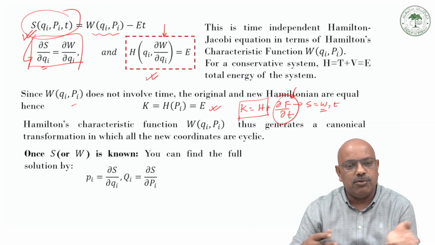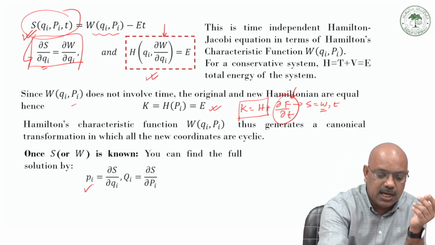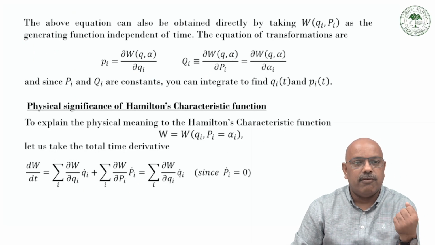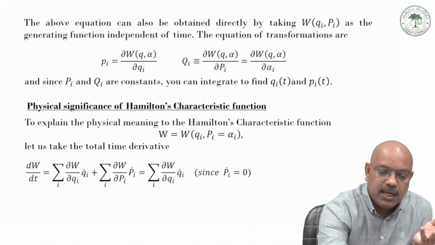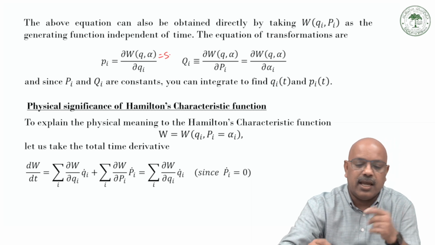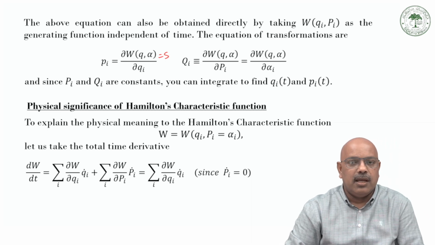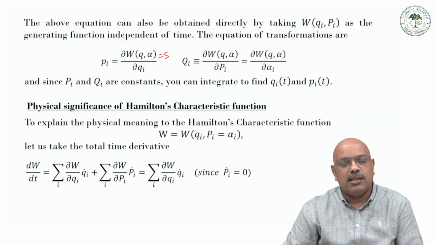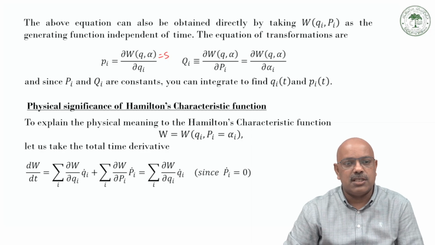I can have the solution in terms of Pi and Qi, because S is here in the case of the type 2 equation of motion, and the time independent part of S is going to be the same as W, except for the time dependent part. Then if you know W, the Hamilton characteristic function, you also know the information about the dynamics of the system.